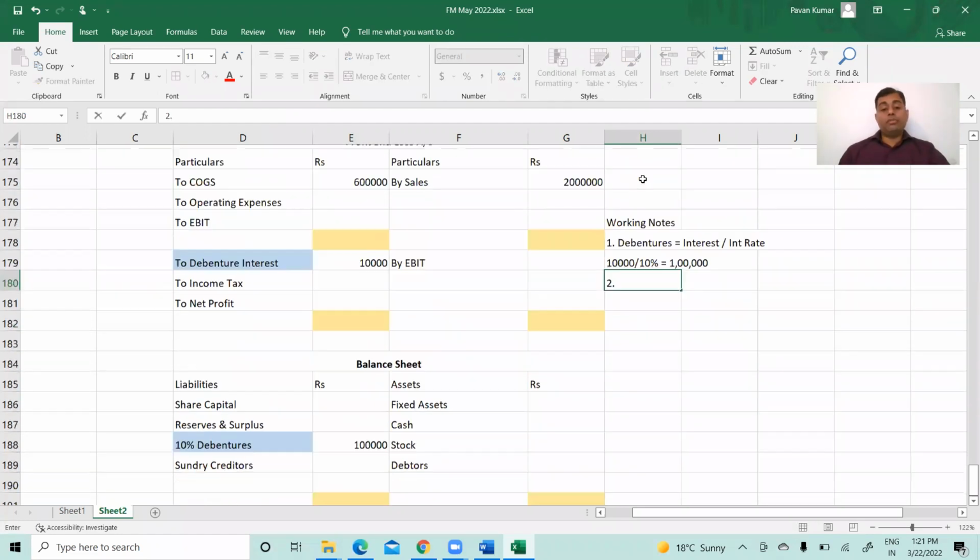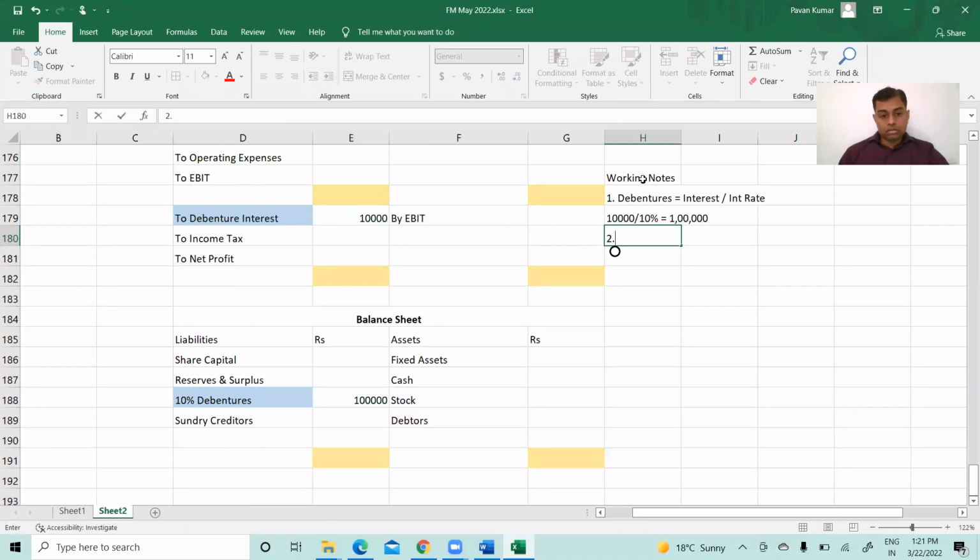Sir, in the balance sheet, they gave creditors 60,000 and cash 15,000 in the question. Oh, that also they have given. Very good. This is 60,000. This is 15,000. Very good. Yes, sir. Correct. So shall we go to the problem and solve step by step?